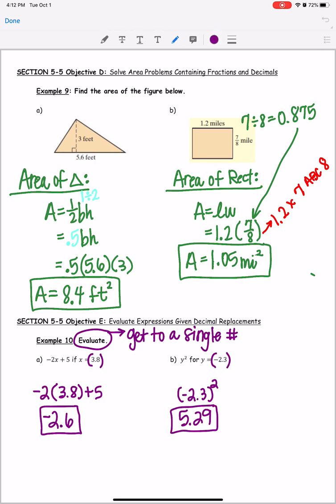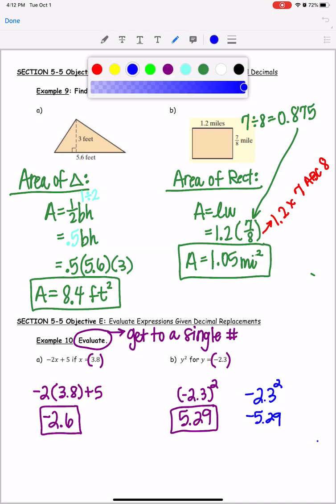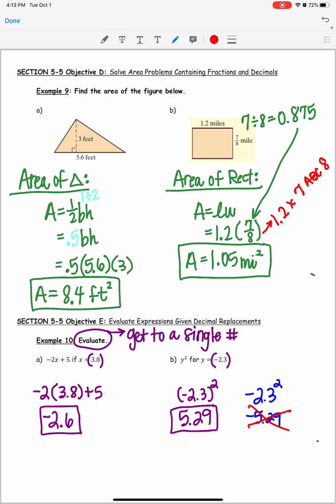If you don't put that in parentheses and you just put negative 3.2 squared, either you write it on your paper this way, or more importantly, you put it in your calculator this way, you're going to get a negative 5.29, and that, folks, is wrong. So you've got to make sure you put those parentheses. That parenthesis there means I've got negative 3.2 times negative 3.2, and those two negatives make that positive, what your answer is.